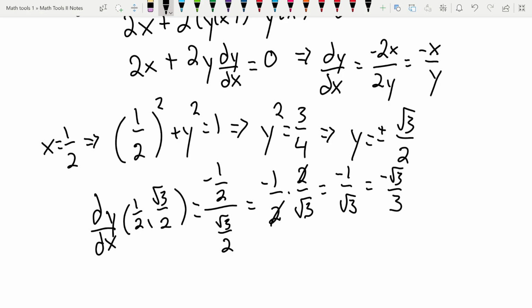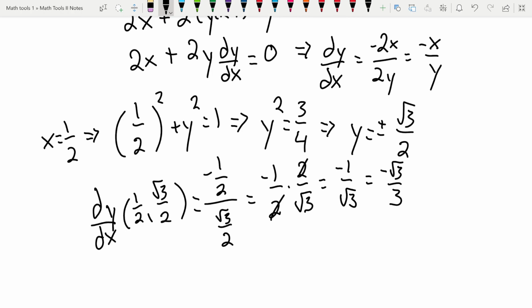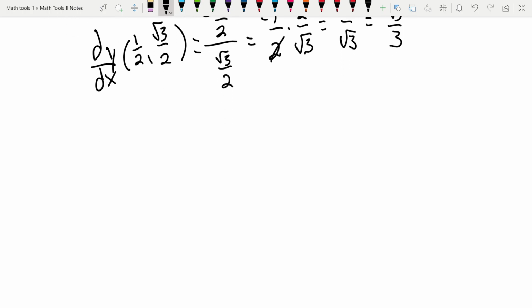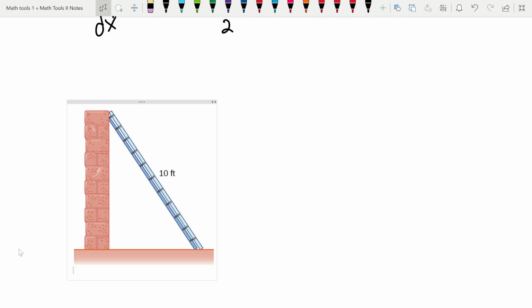So basically, we have to go through this process whenever we're taking the derivative of something that's a function of a different variable. Just as an example, let's look at this problem. Here, let me copy the picture in here.